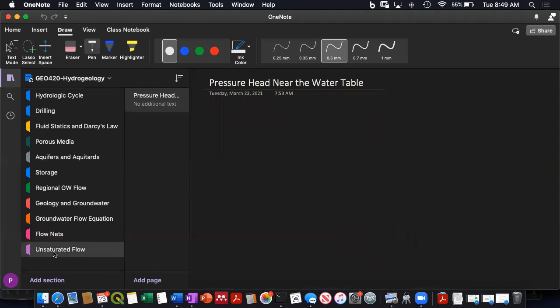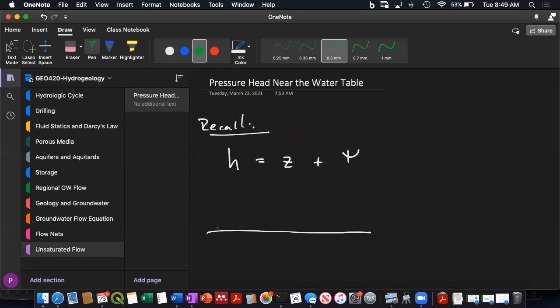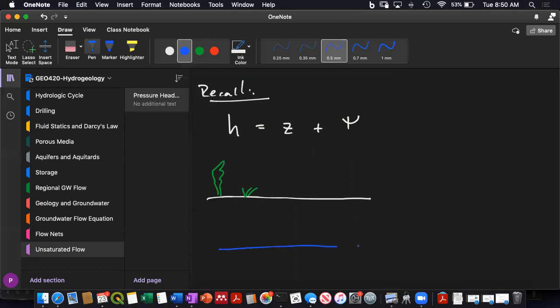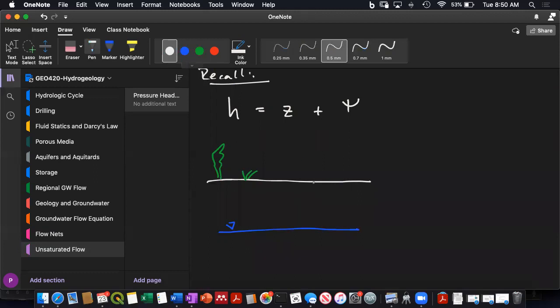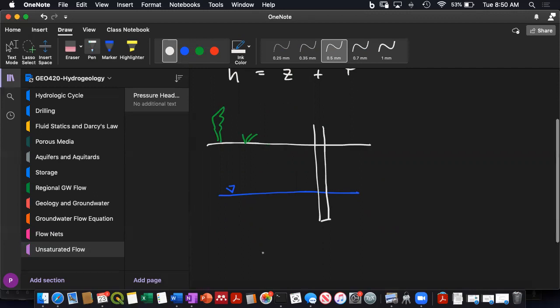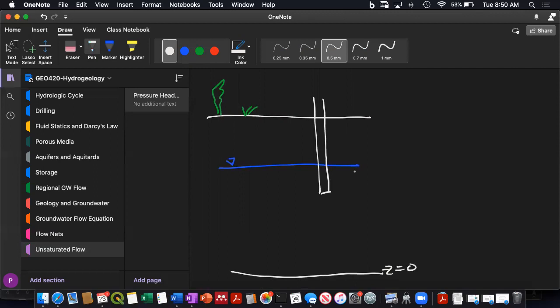All right, let's start talking about pressure head near the water table. Recall that my total head is equal to my elevation head plus pressure head. Total head is equal to the elevation plus the pressure head. Here's the land surface, here's the water table. If I were to put a well or a piezometer in here, finished right here, and here's some bottom datum, z equals 0.